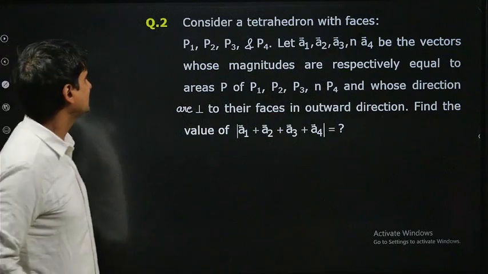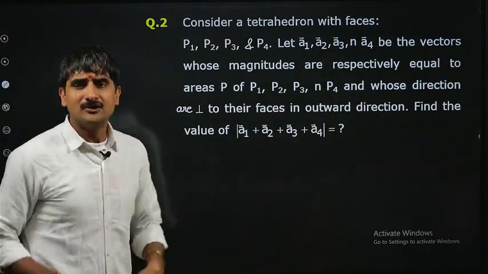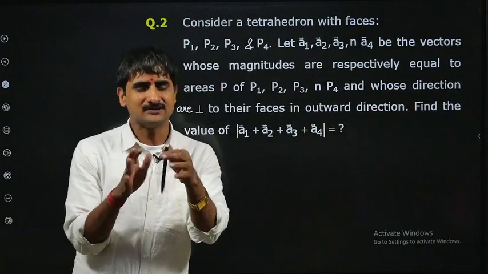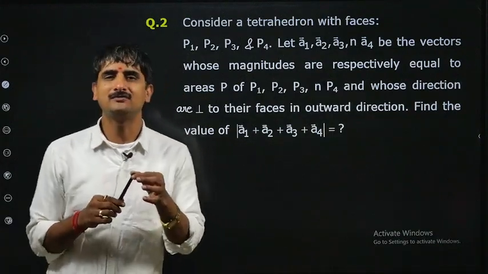Consider a tetrahedron with faces P1, P2, P3 and P4. So a tetrahedron with 4 faces. Of course, a tetrahedron has 4 faces. Now how do we define a tetrahedron?